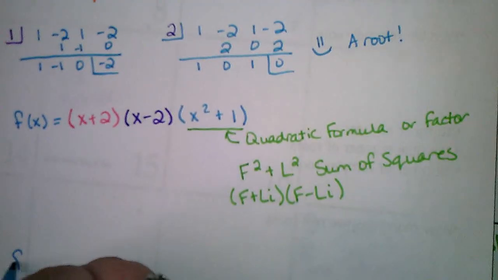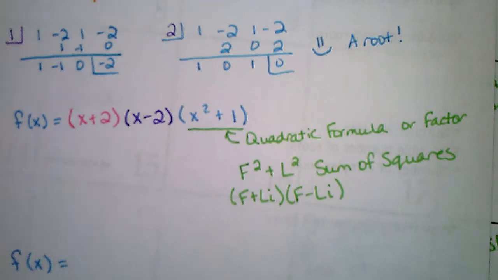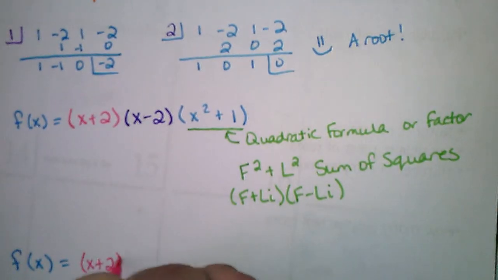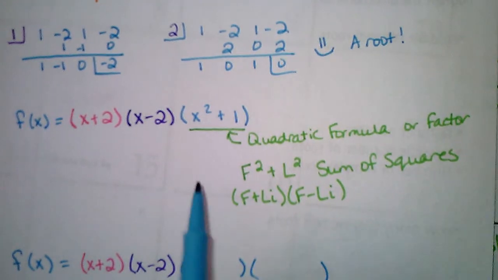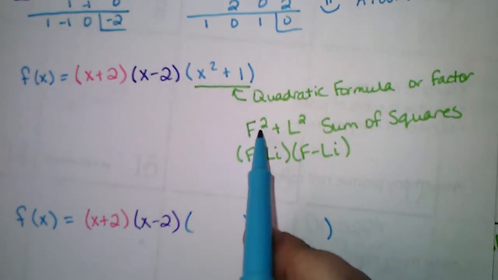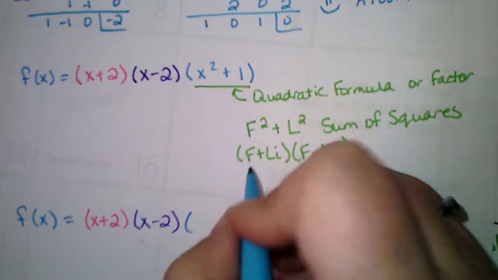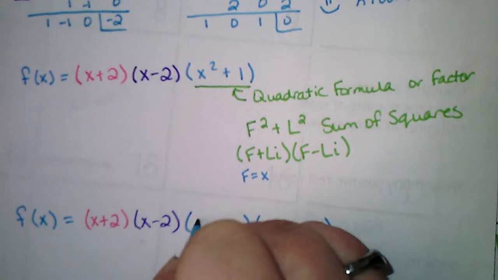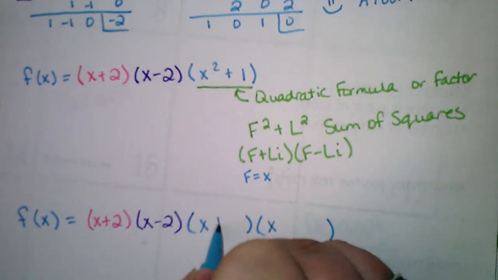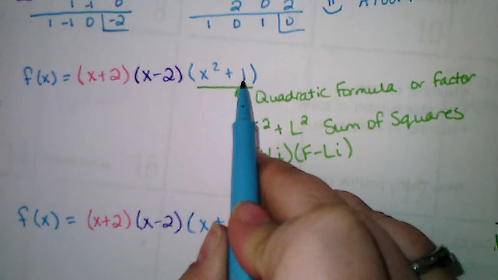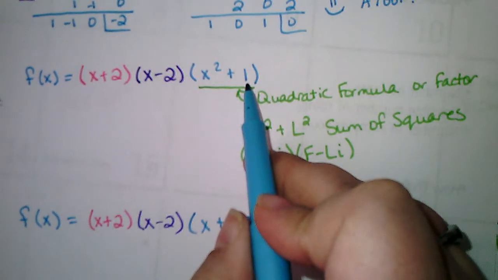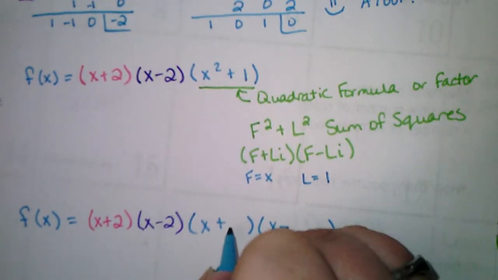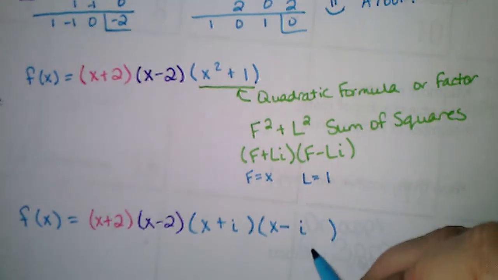So when I rewrite this, f of x, I have x plus 2 and x minus 2. And then this, let's figure this out. Okay, so if x squared is f, what times itself gives me x squared? So f is just going to be x, x and x. One gets a plus, one gets a minus, and then this is l, so l gets an i, but this is l squared. So what's the square root of 1? Well, it's still 1. So this is 1i and minus 1i, and you can put the i there if you want.